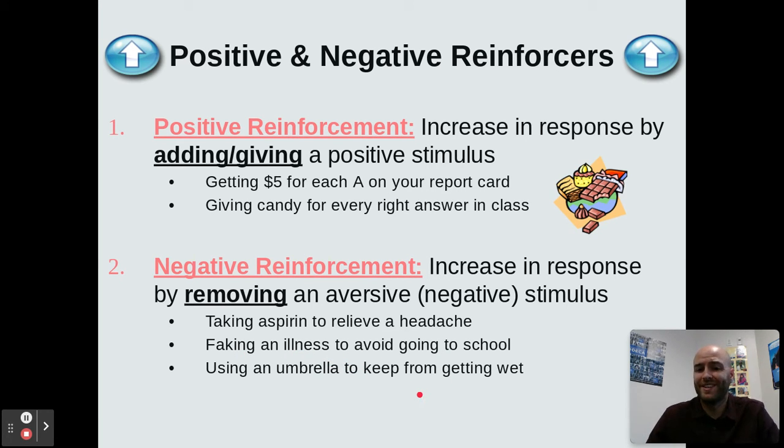Or using an umbrella to keep from getting wet. When we get rained on, we don't like that feeling of wetness. Put up the umbrella. You're not getting wet anymore. You're going to bring that umbrella, use it again in the rain. So those are examples of positive reinforcement and negative reinforcement. Adding a stimulus to continue behavior, encourage behavior, or removing a negative to continue to encourage a behavior.